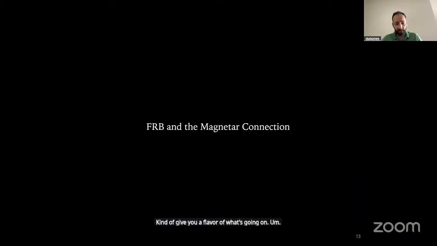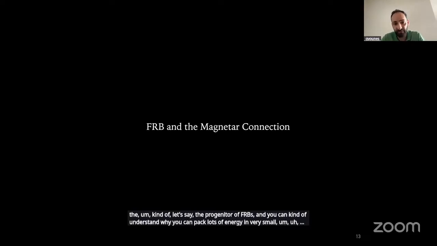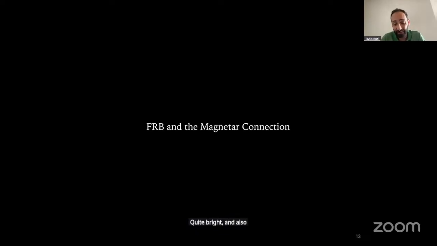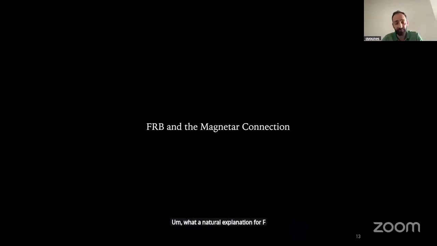Since the discovery of FRBs, magnetars have been at the forefront as progenitors of FRBs, and you can understand why. You can pack lots of energy into very small volumes, and you need that because FRBs are quite bright. Also, their short time scales indicate that the emission region is probably quite small, and so magnetars are a natural explanation for FRBs.